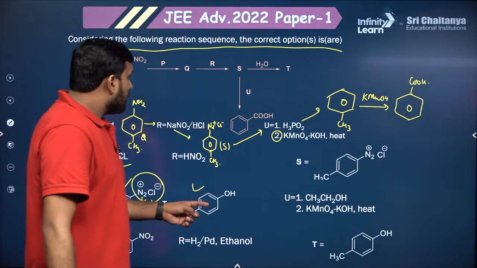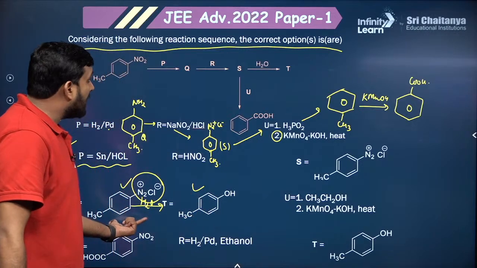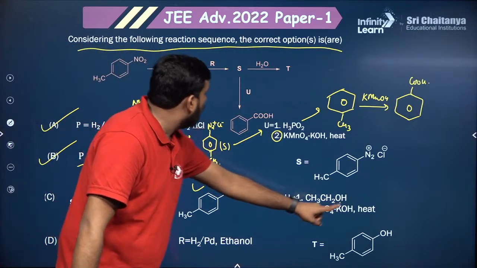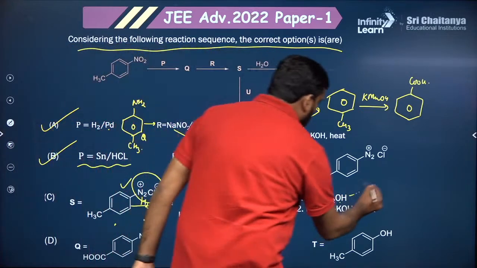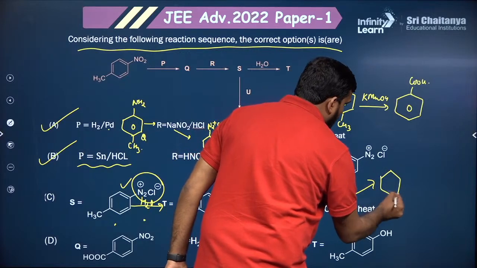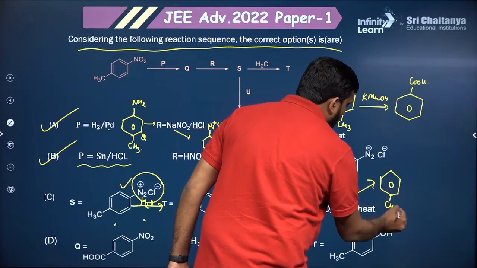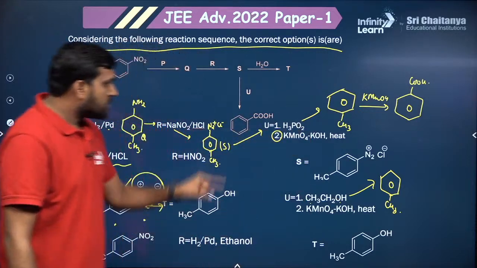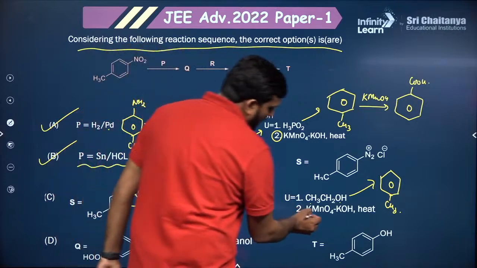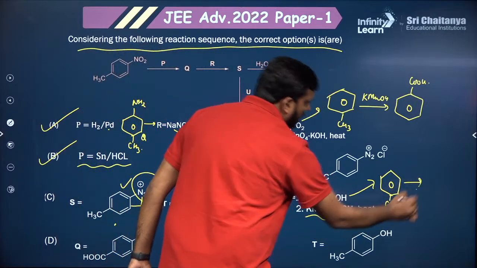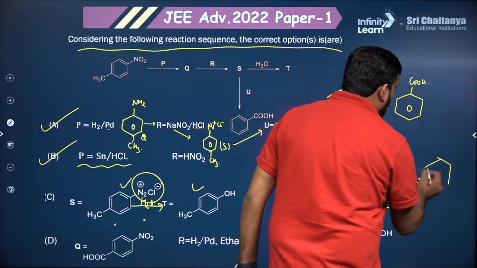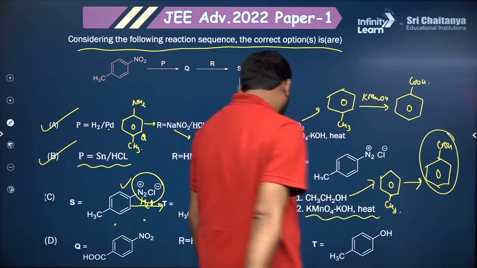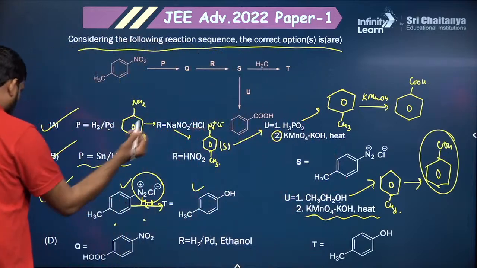Now from S, the BDC is S, and you treated that with ethyl alcohol, so it will give you benzene. I have already told you that whenever you have to remove the BDC, just use ethyl alcohol or use H3PO2. So this will be formed as a product, and again when you treat that with this, it will be converted into the carboxylic acid. So this will be your final product here. And this is also true. So option C is also true.